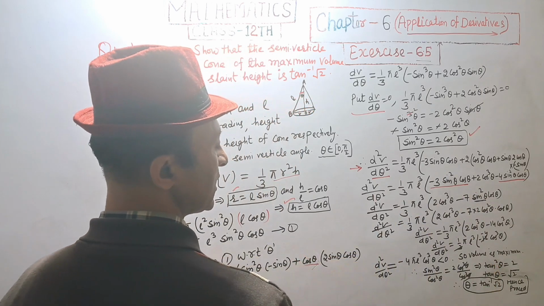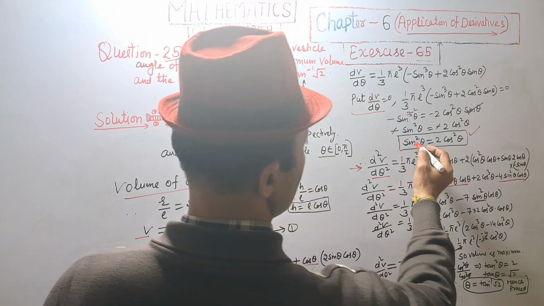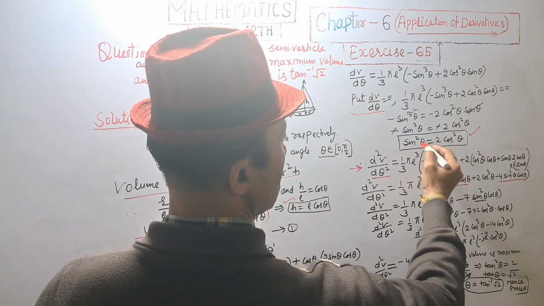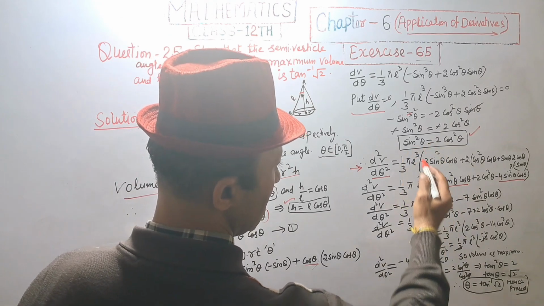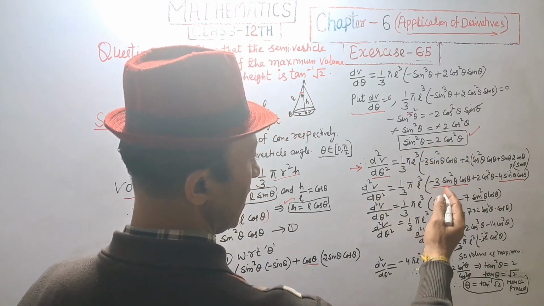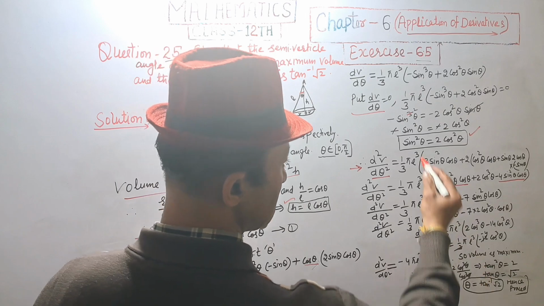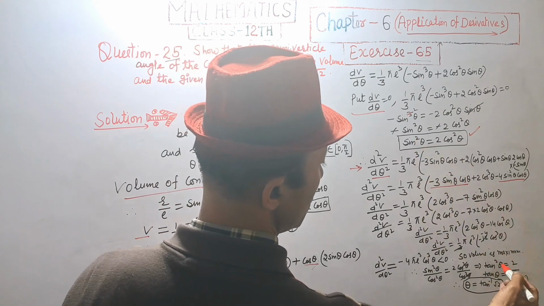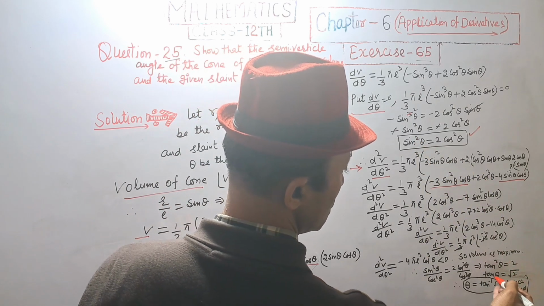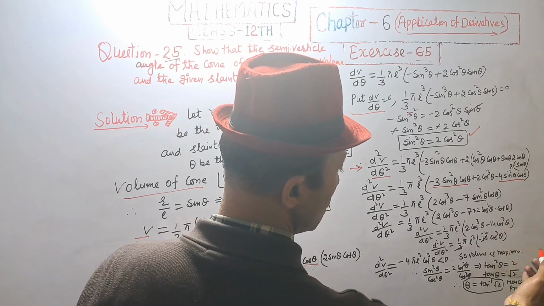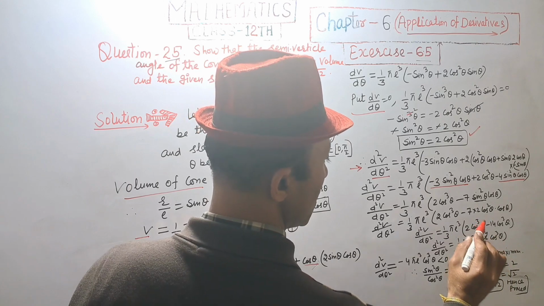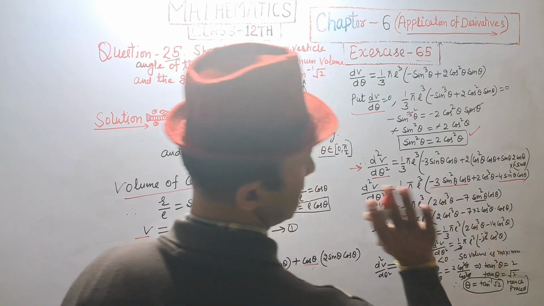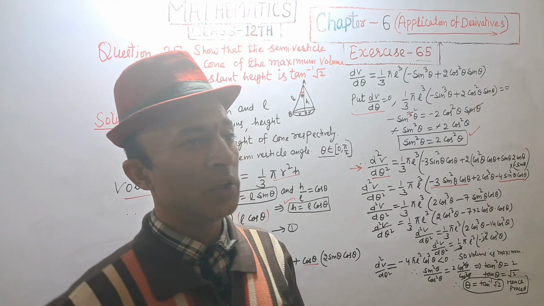Double derivative is negative means it gives a volume will be maximum, and so the volume is maximum, and sin square theta is equal to 2 cos square theta, we are dividing cos square theta both sides, left and right sides, then we get tan square theta is equal to 2, and tan theta is equal to root 2, so angle theta we get tan inverse under root 2, answer. Thank you so much.